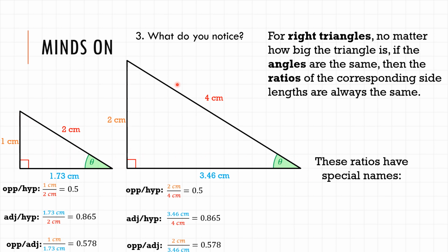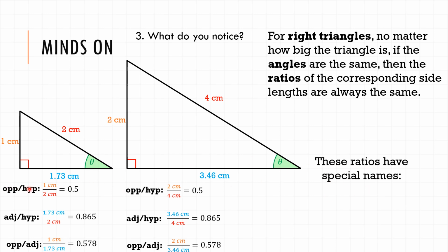So if I have a right triangle and I choose this, and they are similar, and I choose the same angle in both, the ratios of the sides will always be the same. So opposite divided by hypotenuse was 0.5 in both triangles. If I take the adjacent and divide it by the hypotenuse, that was 0.865 in both triangles. And these ratios have special names.